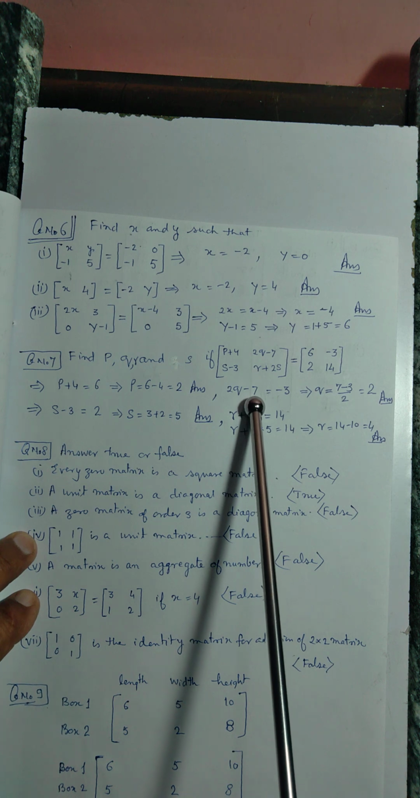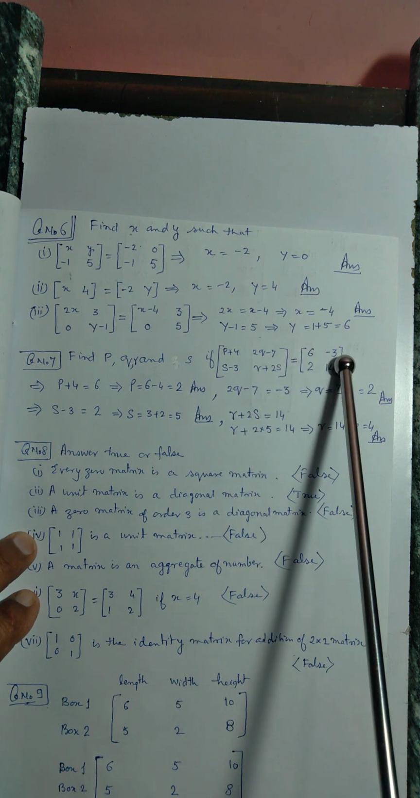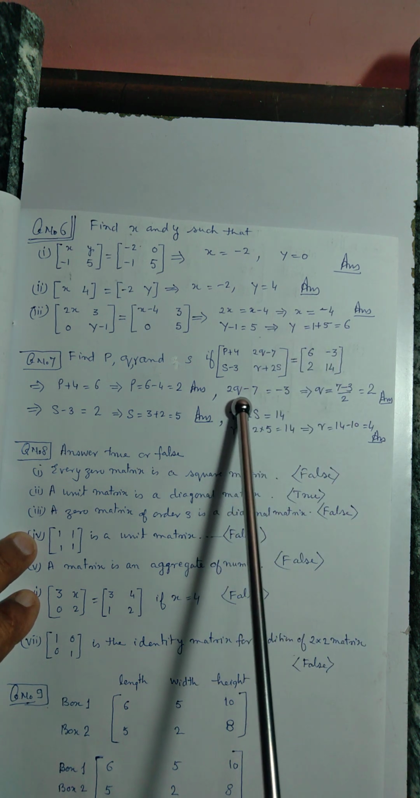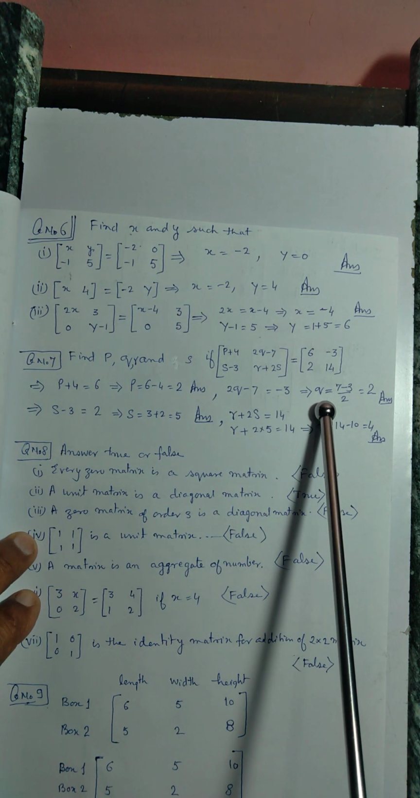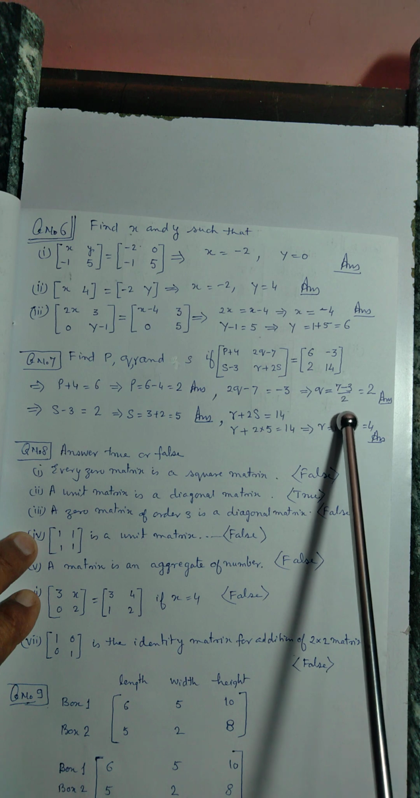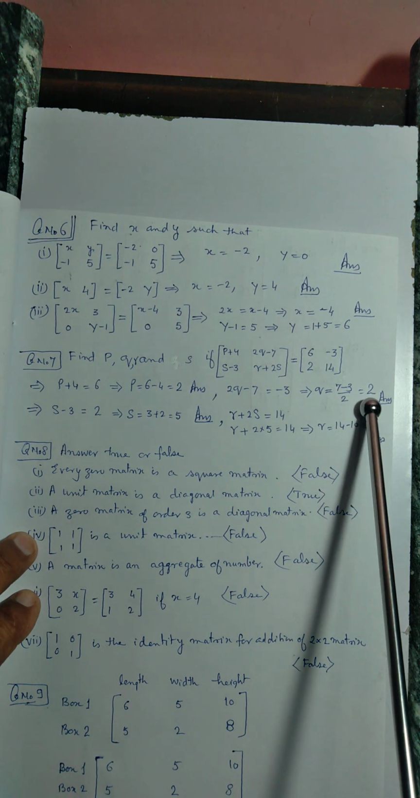2Q minus 7 corresponds to minus 3. Therefore, Q is equal to (7 minus 3) by 2. Solve it, you will get 2.